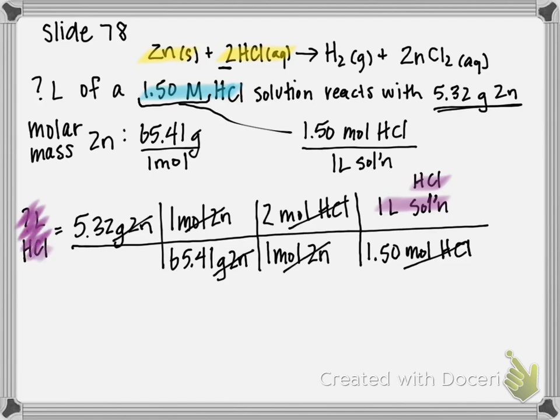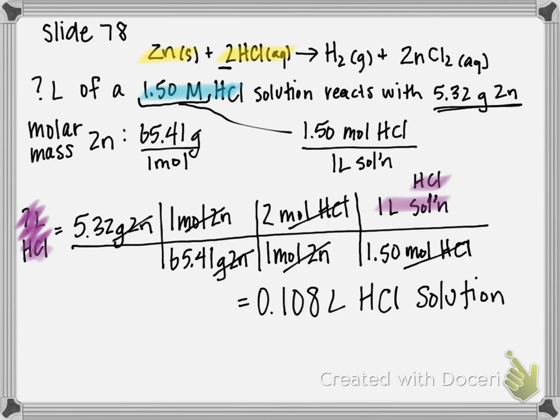So if I multiply across, I multiply my 5.32 times my 2, get that number, and divide that by 65.41, and take that number and divide it by 1.5, I'm going to get an overall answer of 0.108 liters of HCl solution. And that, my friends, is your final answer.